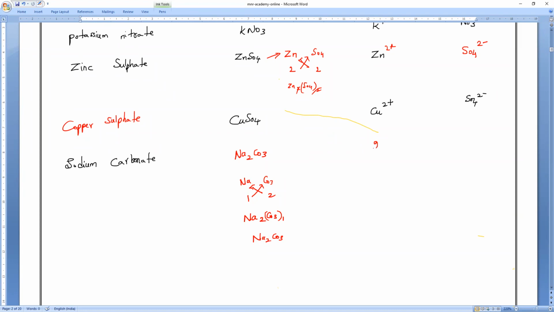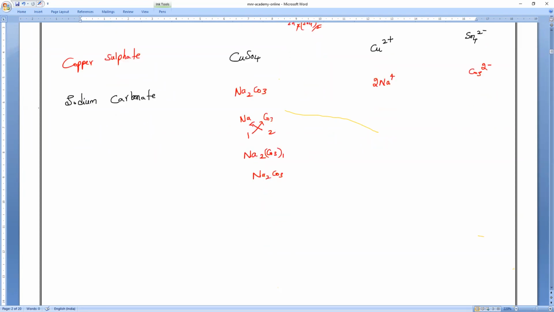So what will come here? Basic radical, 2Na plus, and acidic radical, CO3 minus or 2 minus? CO3 2 minus. Every point, you should not give me a chance to find a mistake. That you should understand. Sodium carbonate, next. Calcium carbonate.